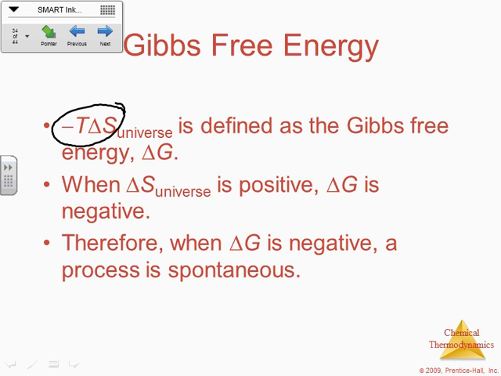So the sign of delta G is a really important thing. The size of delta G can tell you something as well. It can tell you how spontaneous it is. In other words, kind of how readily something will react without outside intervention. Some reactions are a lot more spontaneous than others.